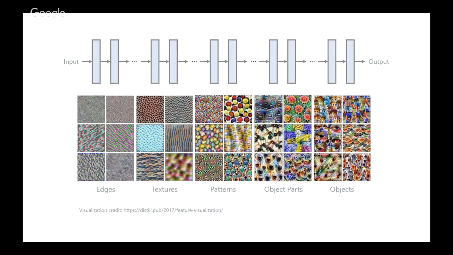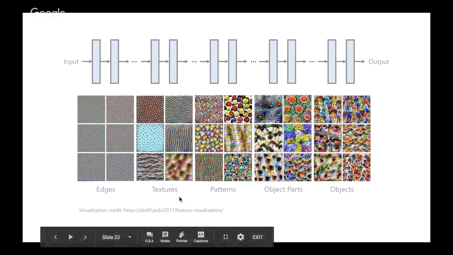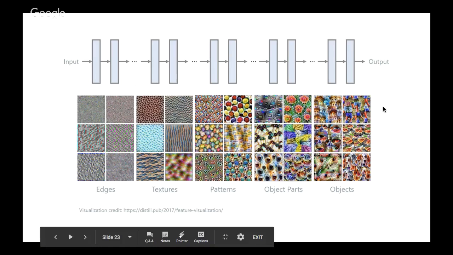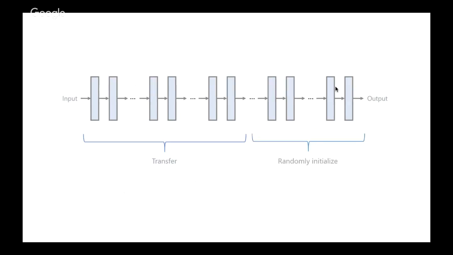And so this is just a visualization of all those features. The early layers, as the professor mentioned, are detecting those edges and textures and patterns. The later layers are more specific to the objects or the task at hand, whatever the task that we're trying to do. So this is what we're hoping to transfer. And then the last few layers you can take, randomly initialize them, and use them to train.